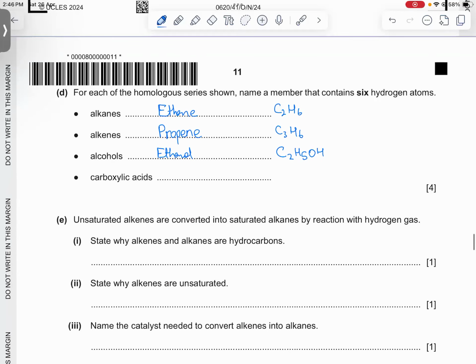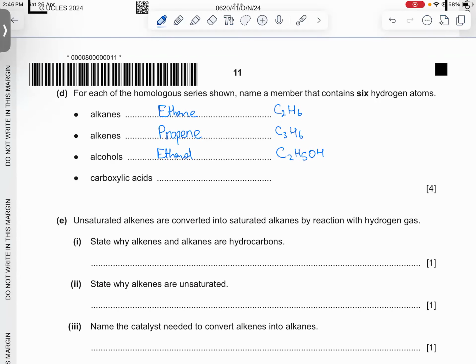All right. And then carboxylic acid. The most difficult one is carboxylic acid for you guys in exams because you will want to remember what comes over here. But for that, you need to know the general formula. So, what is the general formula of carboxylic acid? Anyone remembers? CnH2n plus 1 COOH.